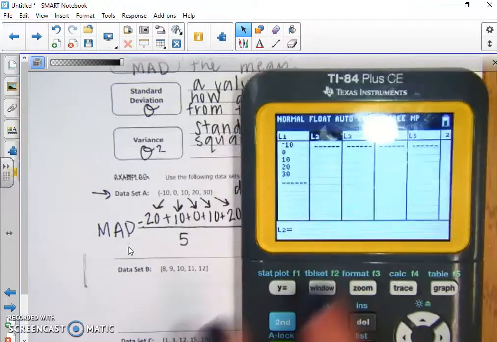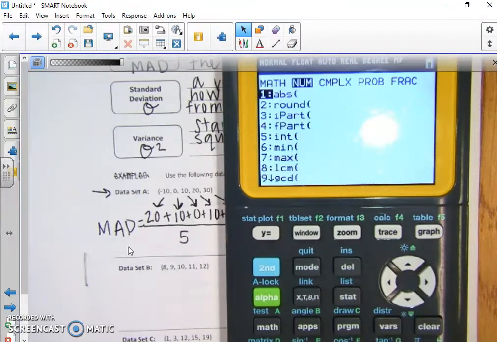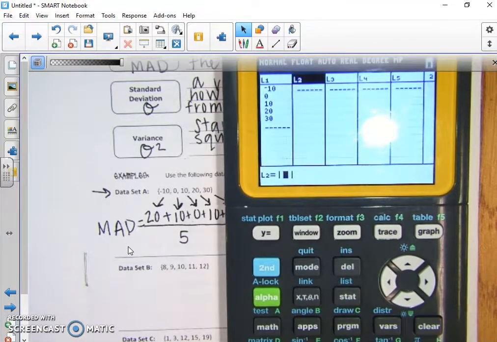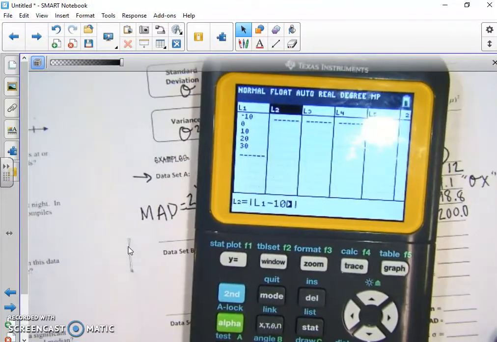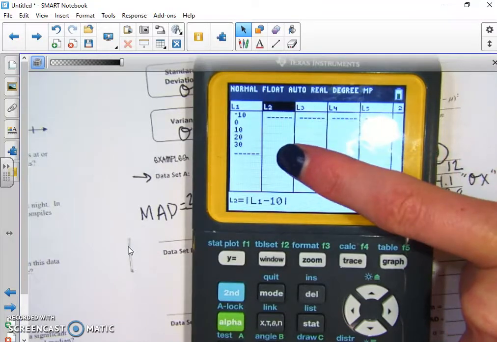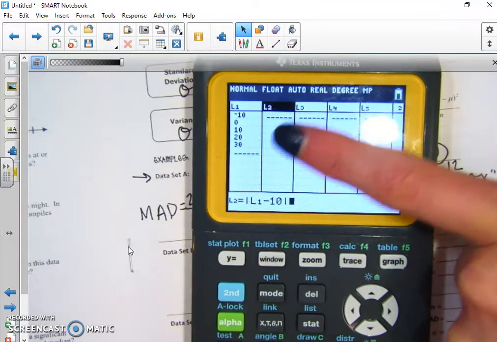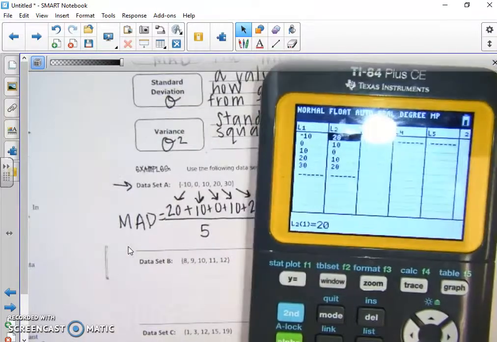So I'm going to highlight L2, and I'm going to go to Math, Num, Absolute Value. Okay, so that was Math, Num, Abs. And we want L1, so second one, minus the mean. So what was the mean that we found? 10. So we're going to do that minus 10. So this is saying that for L2, this is going to be a list of the distances between each number and the mean. So let's check out the numbers they gave us.